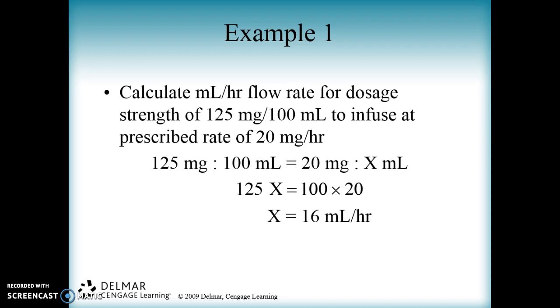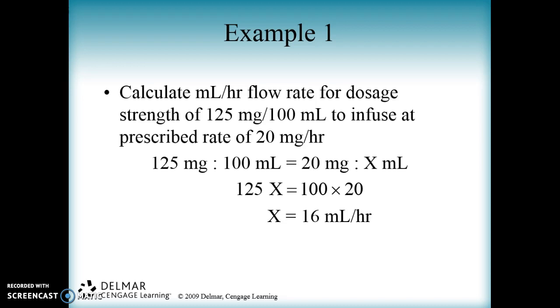This is no different than what we did earlier in the course. The doctor ordered 20 milligrams, and that's going to be over X milliliters. The way the medication comes is 125 milligrams per 100 mL. Then we're just going to do our cross multiplication and solve for X, just like we've done previously. So we're really not doing anything terribly different on some of these problems. You just have to make sure that you're reading that order very, very carefully.